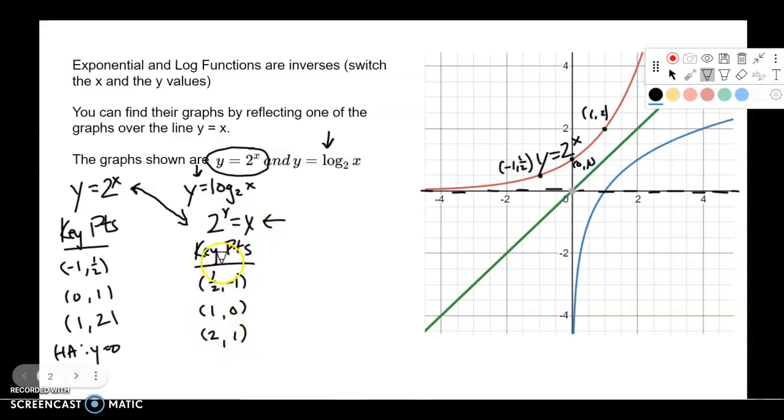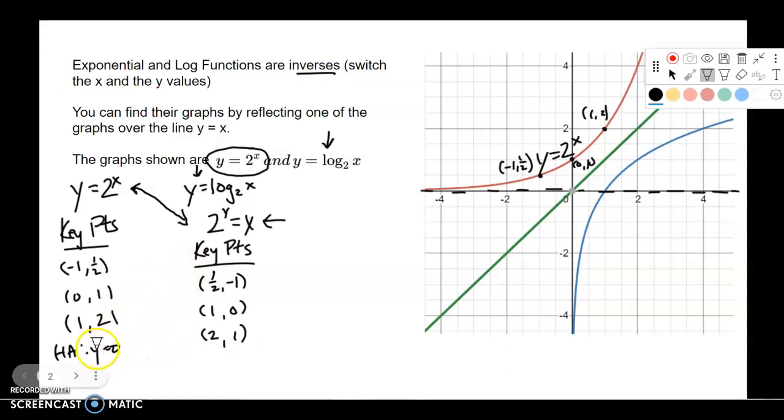Okay? And now, if you look at my key points between the 2 graphs, y equals 2 to the x and 2 to the y equals x, they are inverses of each other. The x and the y values have been switched, okay, on every one of my key points. That's because the exponential and the log functions are inverses of each other. We switch the x and the y values.